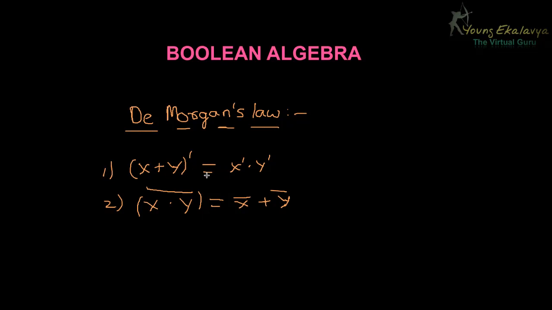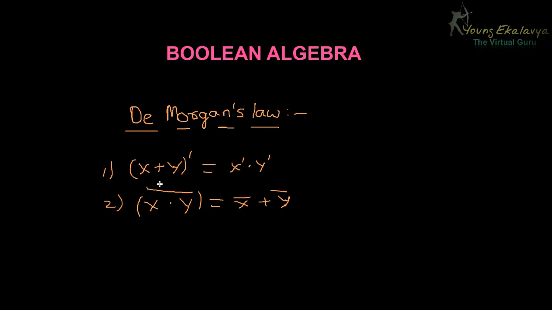X or y whole complement is equal to x complement and y complement. The second one is x and y whole complement is equal to x complement or y complement. So this is very useful while simplifying, because you will get to know when we get familiar with these logic gates, but it's of no harm. You observe this. Here you can see it.